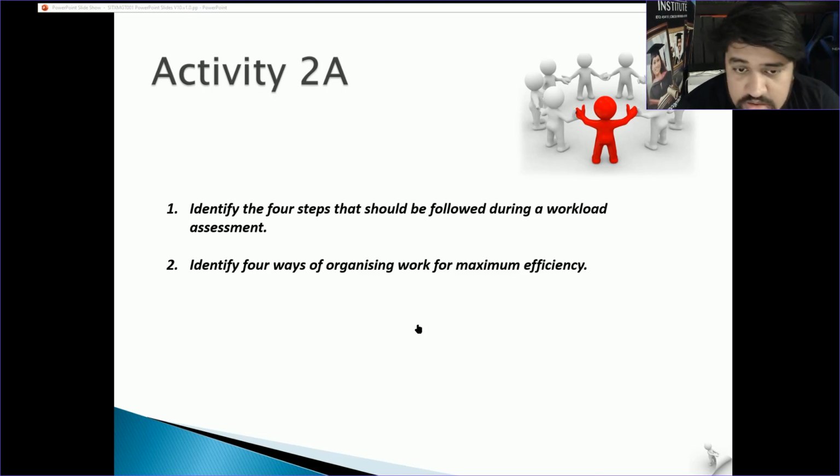All right, so identify 4 ways of organizing work for maximum efficiency. So we could try and be realistic about what we're trying to do and understand what our capabilities are. So there's no point in giving a job to somebody that is not at the level that that task requires. So we need to make sure that everything is scheduled properly. We put it in a planner, or we've got rosters going so everybody knows what their job roles are.